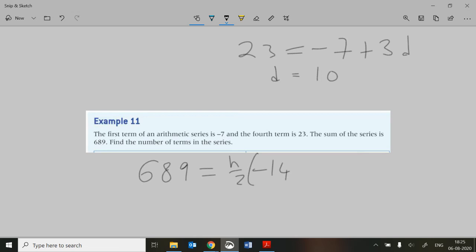In saving space, I will often make mistakes, as everyone does. Okay, and plus n minus 1, times by D, our common difference, times by 10. Right, okay. So I wonder if you know what type of equation this is.